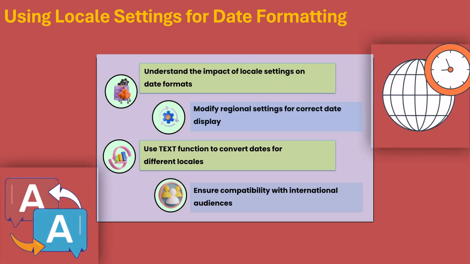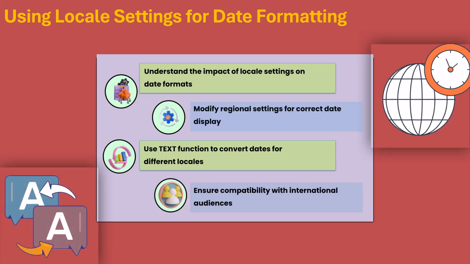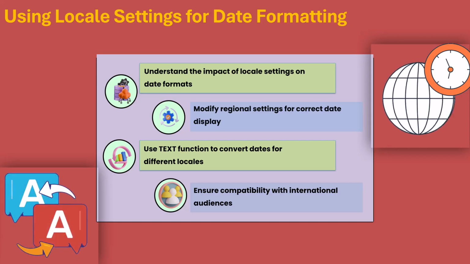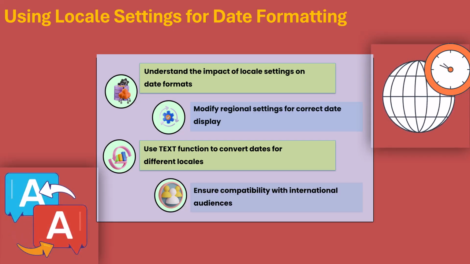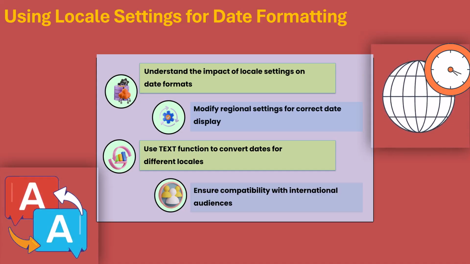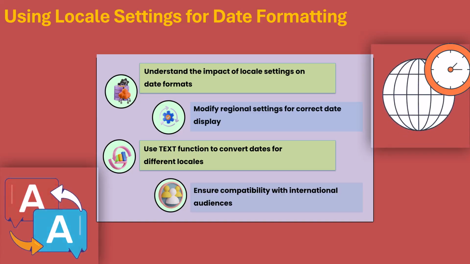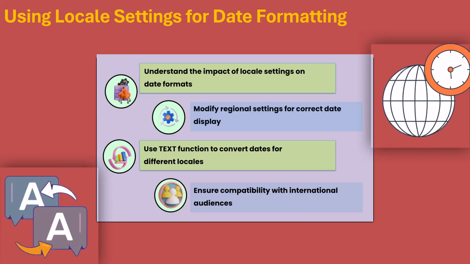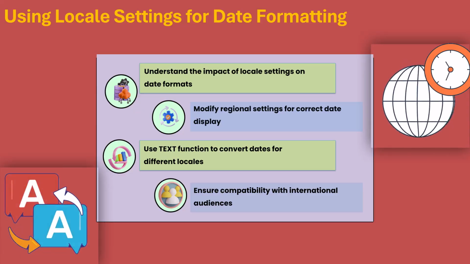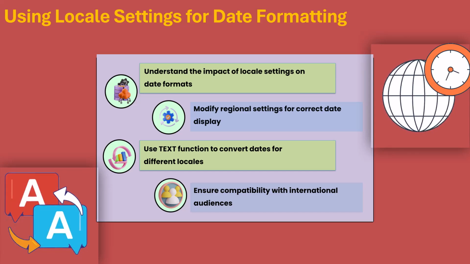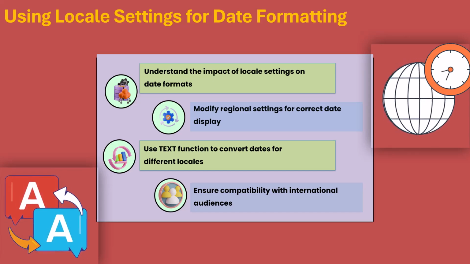Dates can be tricky. One country sees 12/05/2025 as May 12th, another sees it as December 5th. Changing locale settings helps us fix this confusion. Adjusting regional settings and using the text function keeps everything clear for different audiences. No more accidental birthday mix-ups.